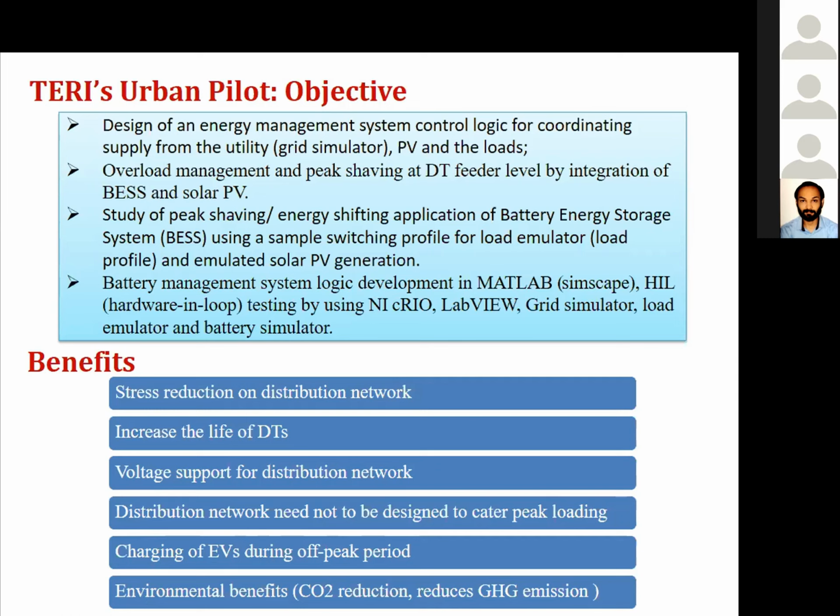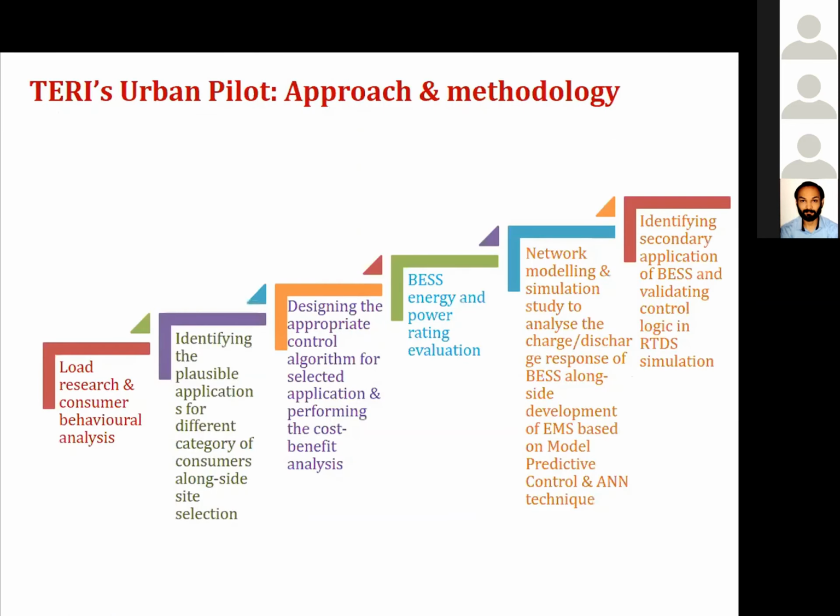And these are the benefits: stress reduction on the distribution network, increase in the life of the DT while using the battery energy storage, and voltage support for the distribution network. The distribution network needs to be designed for the peak loading. Also, charging of EVs during the off-peak period, and the environmental benefits.